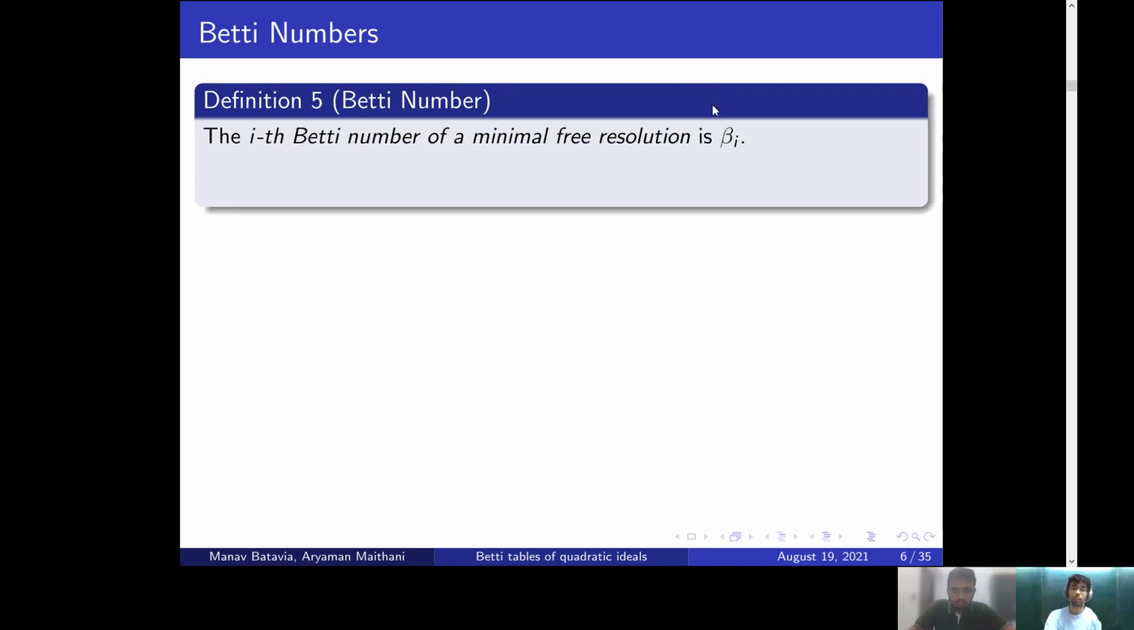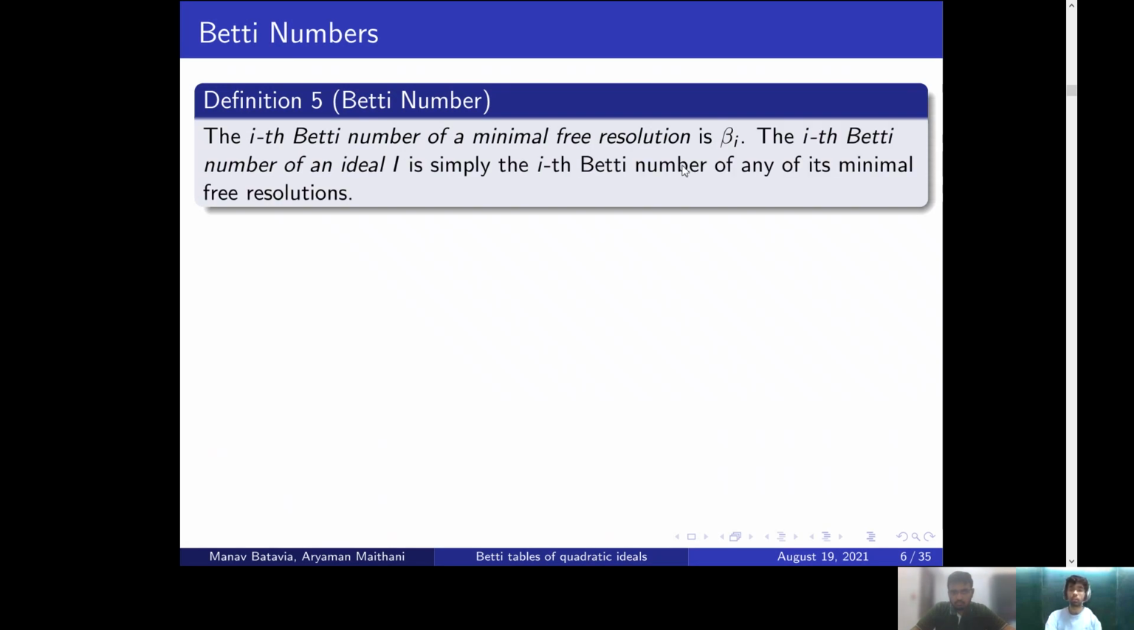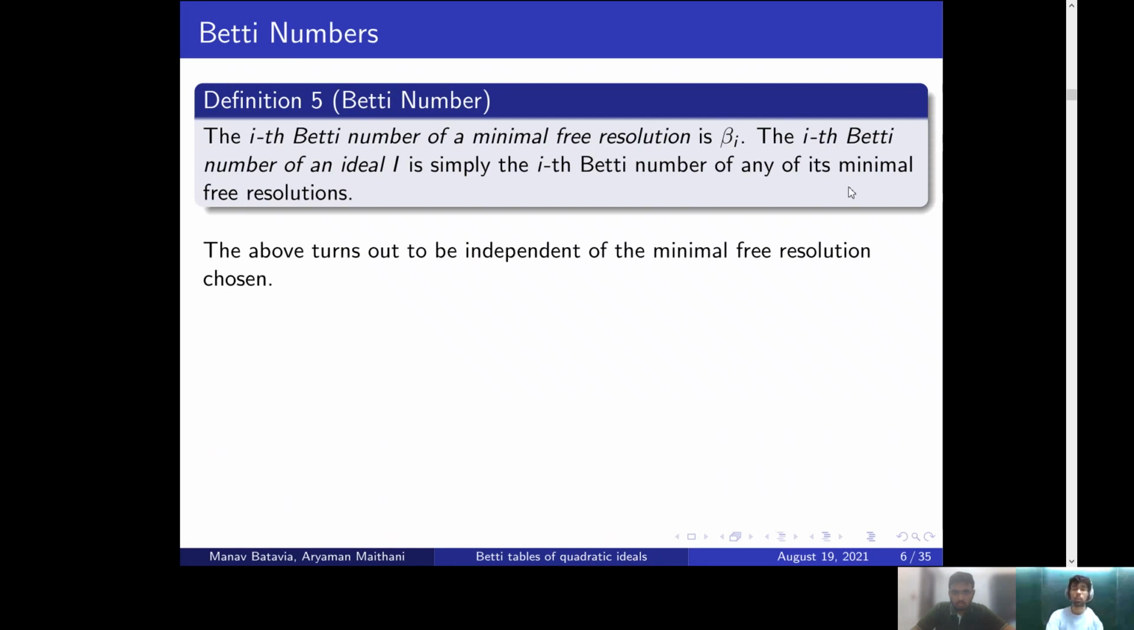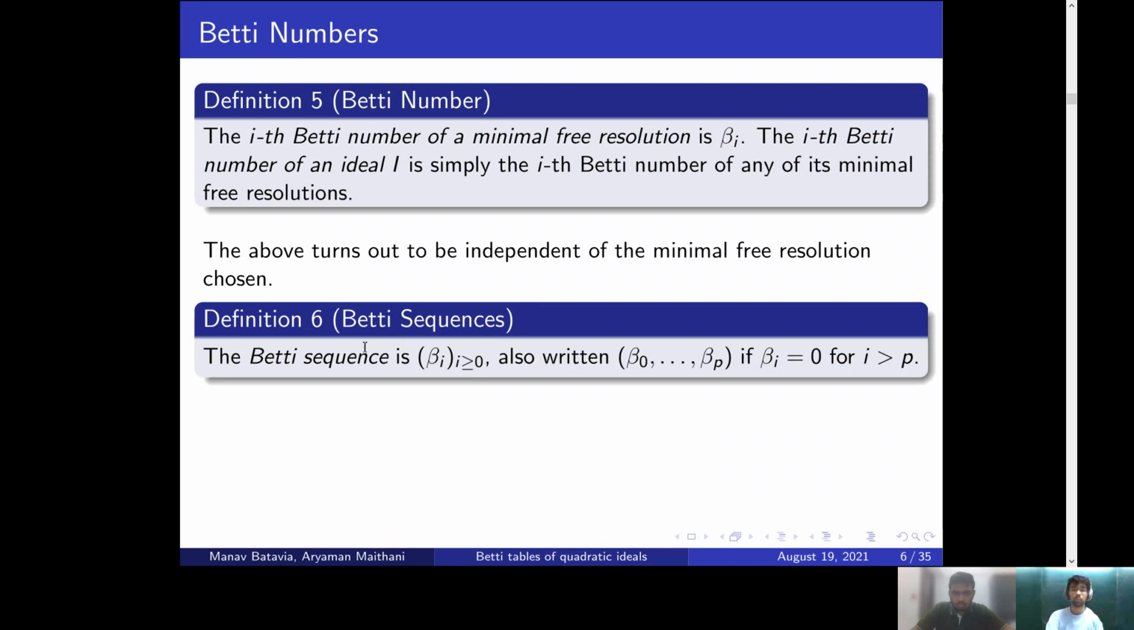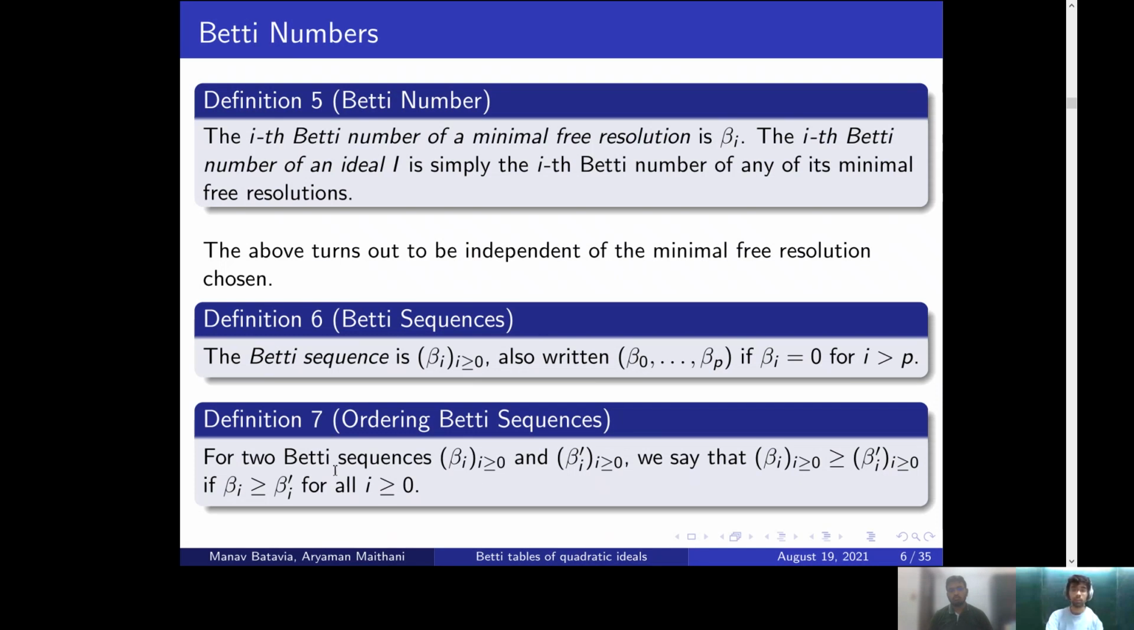The beta_i's which were appearing earlier are called the Betti numbers. And the Betti number of an ideal is simply the Betti number of any of its minimal free resolutions. So this is independent of whichever resolution we pick. The sequence of all these Betti numbers is denoted like this, and it is called the Betti sequence. As will be the case for our ideals, these will actually be finite sequences in the sense that they will be zero eventually. So we simply write them like this. And we define this order where we compare two Betti sequences by comparing individual entries.